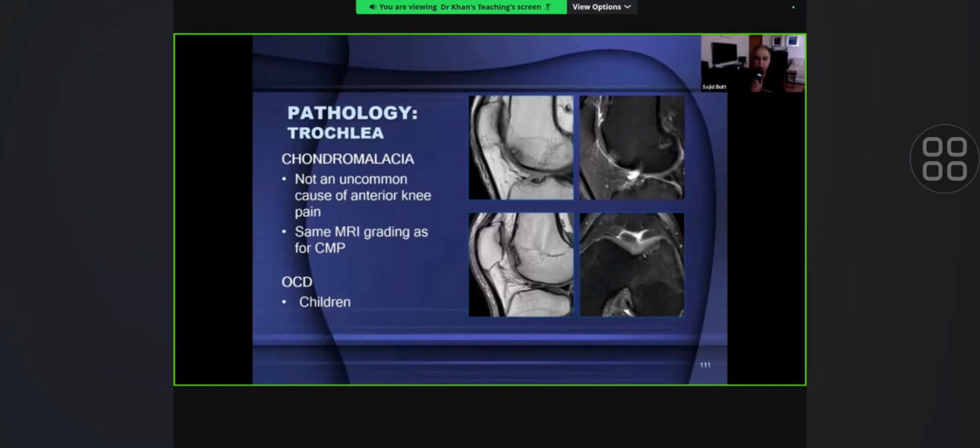Chondromalacia, if it can happen on the patellar side, can also happen on the trochlear side, and that again is something which is commonly underreported. If you look carefully, it follows the same classification of grade 2, 3, 4 that we discussed in chondromalacia of the patella.